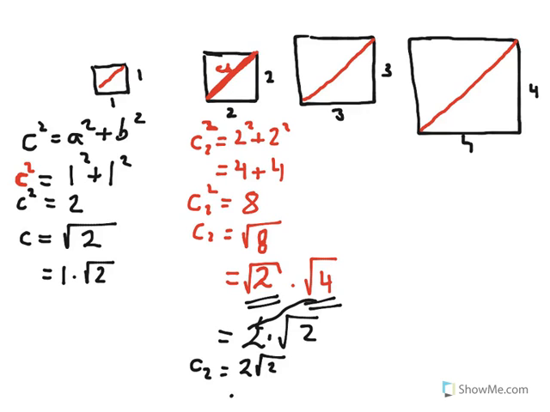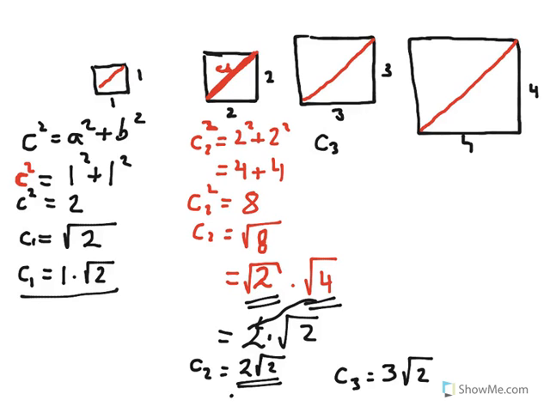And now we investigate what happens with the third square. When we had a square that was 1 centimeter long, we got c1 as 1 times the square root of 2. When the square was 2 centimeters on each side, we got 2 times the square root of 2. So before we even do anything, if we think smartly, what would we expect for the third square? My square is 3 centimeters long, so I would expect c3 to be 3 times the square root of 2. Let me see if it's right.